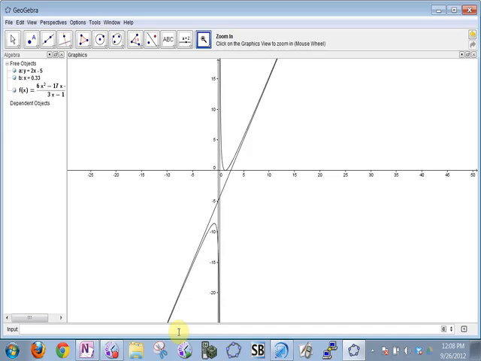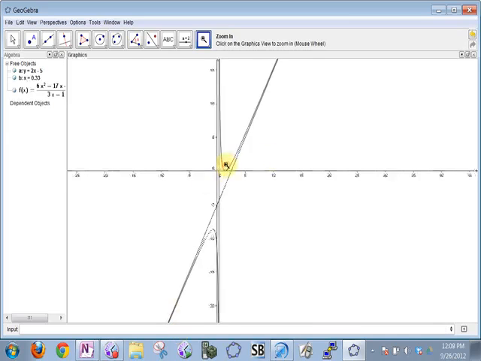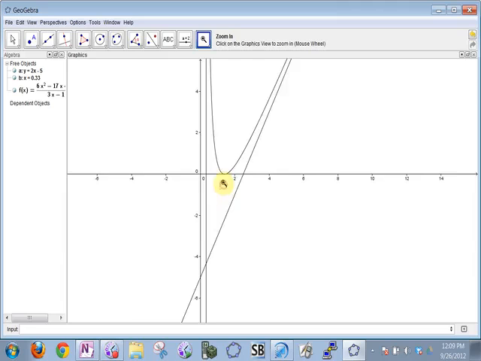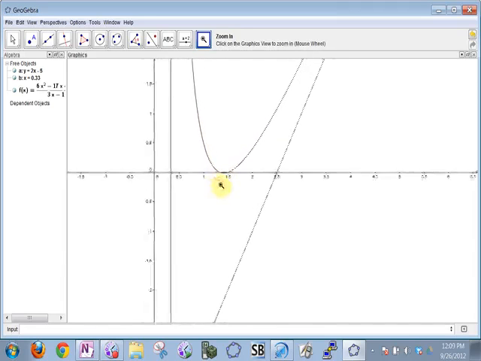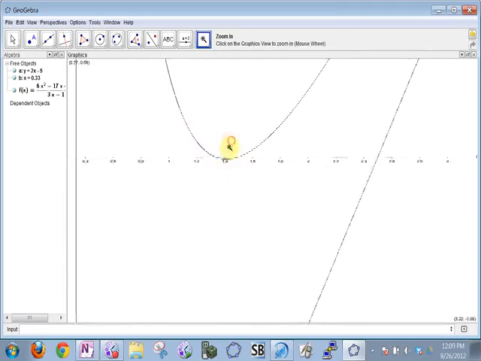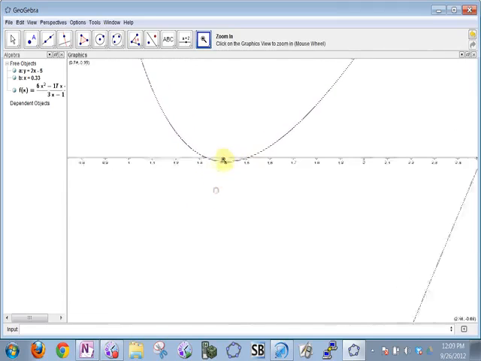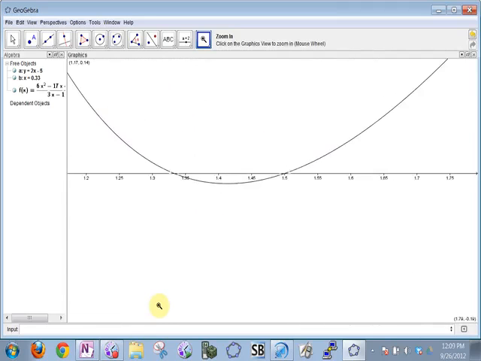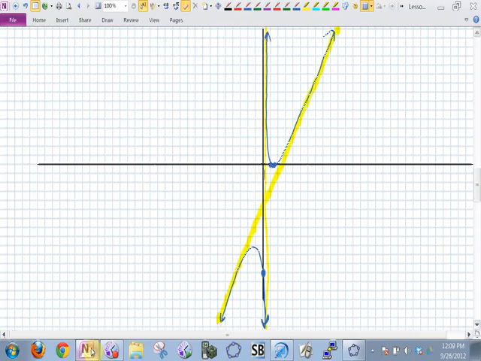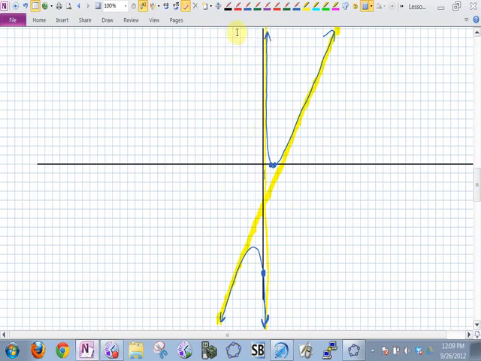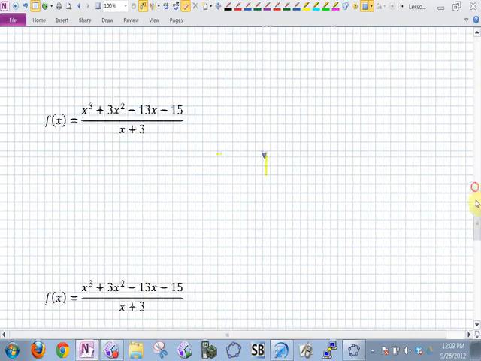Pretty cool? Pretty cool. So you wanted to zoom in to actually see if it does, in fact, dip below the x-axis? Oh, yeah. Right? Pretty cool. Okay. So feel pretty good about these? Let's do another.